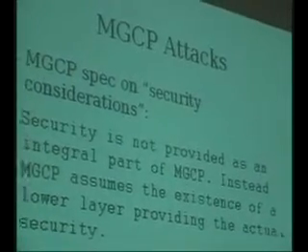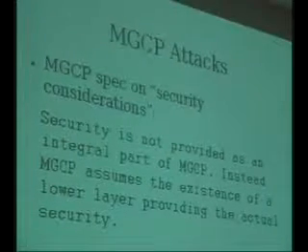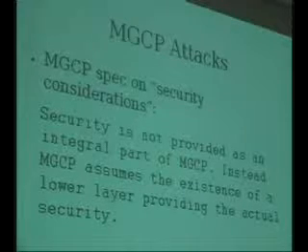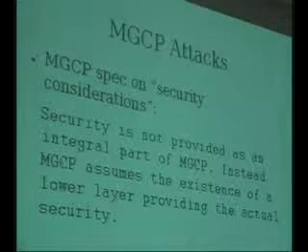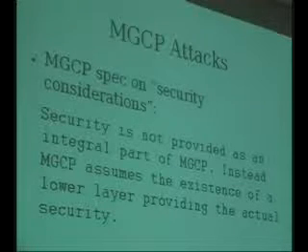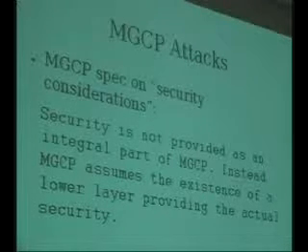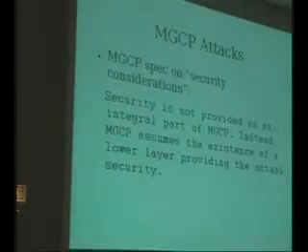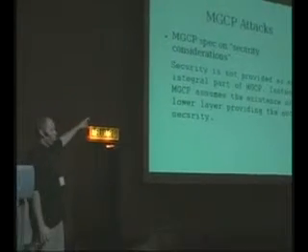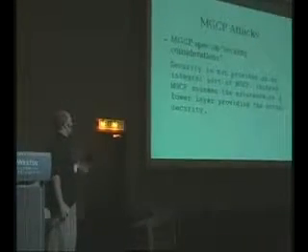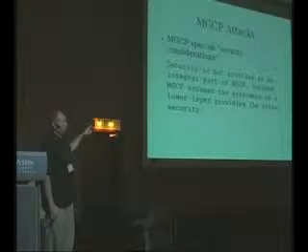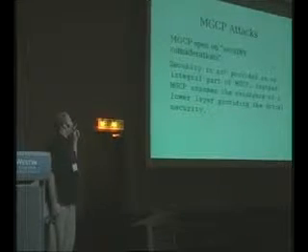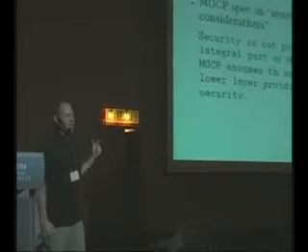Okay. MGCP attacks, which will be our next not running example. I love this portion of the MGCP. There's a version of the RFC that everyone uses for implementations. It's a PDF by NCS. It has a section called On Security Considerations, and it consists of this two-line fragment. Security is not provided as an integral part of MGCP. Instead, MGCP assumes the existence of a lower layer providing actual security. What this means in practice is there's no security at all on MGCP.